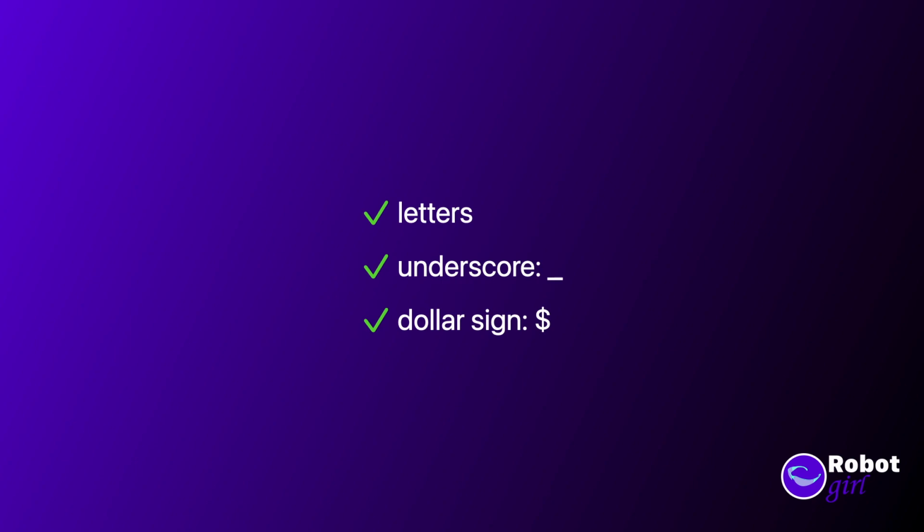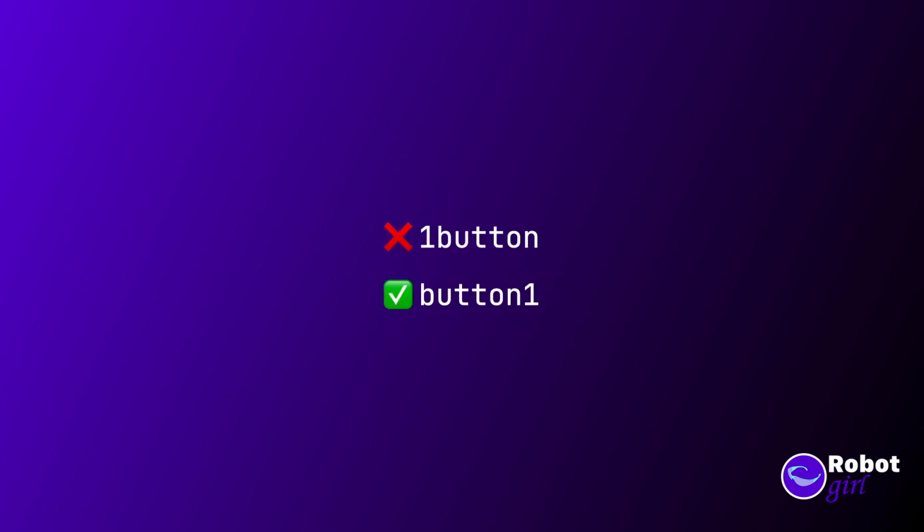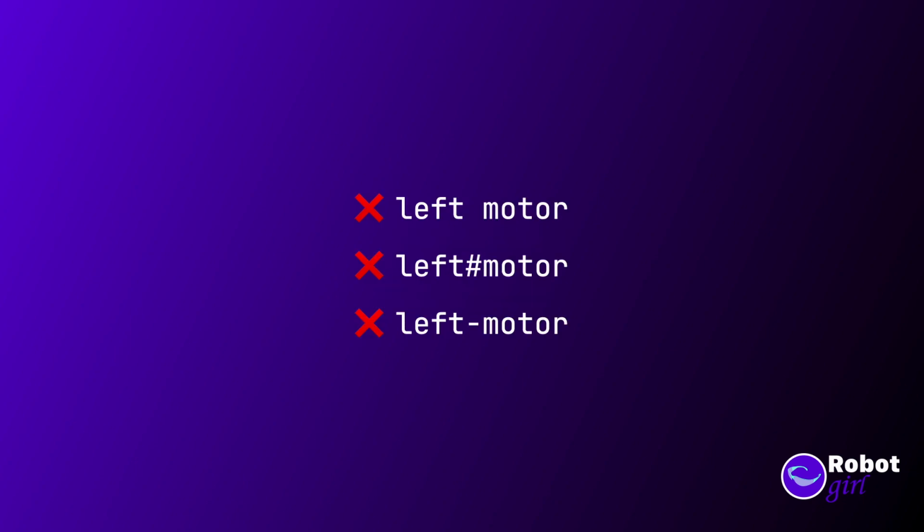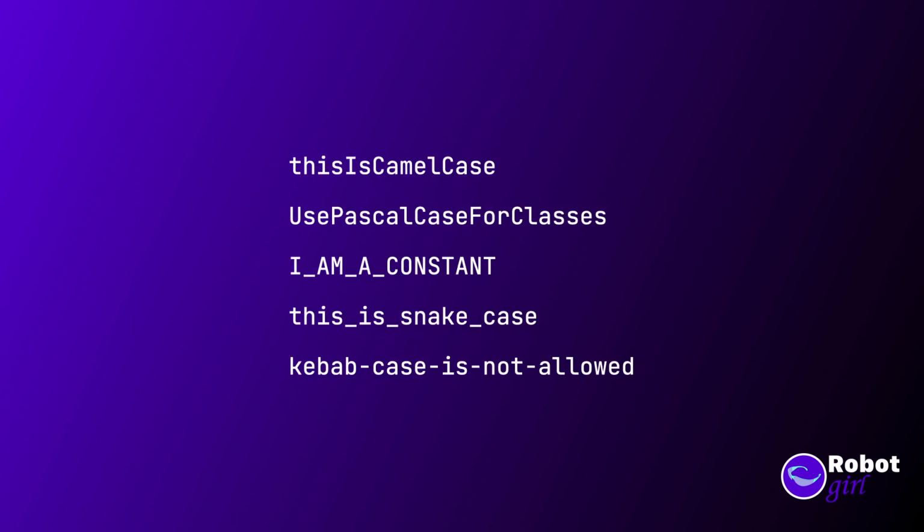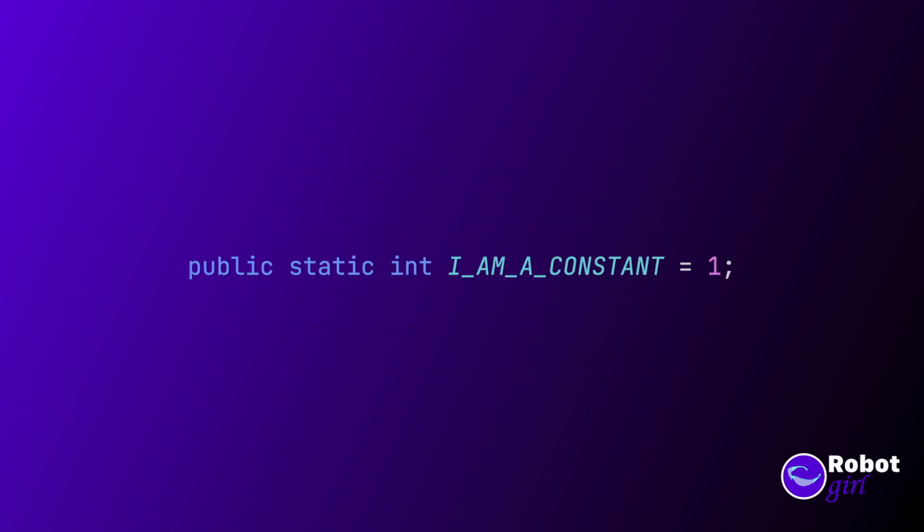Names must start with a letter, underscore, or $ sign. You can't start a name with a number, but you can have numbers later on. So one button wouldn't work, but button1 will. You can't use any spaces or other punctuation in the name. Java developers usually start variables with a lowercase letter and then use camel case from there. Unless the variable will never change, something that's called a constant. Constants are usually in all uppercase. These conventions aren't mandatory, but will help other programmers understand your code.